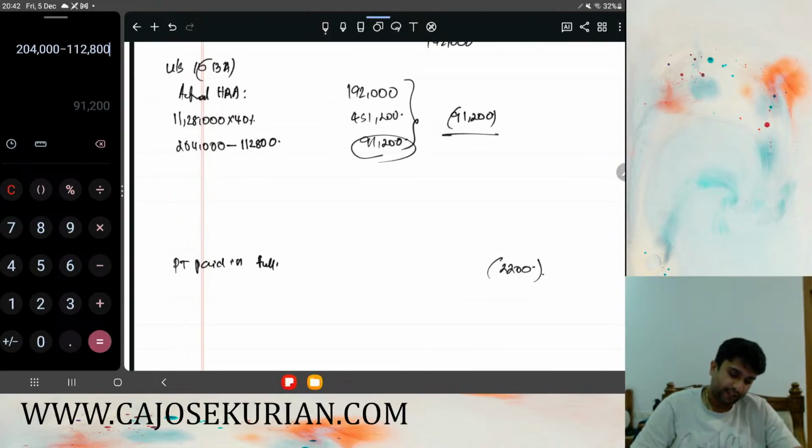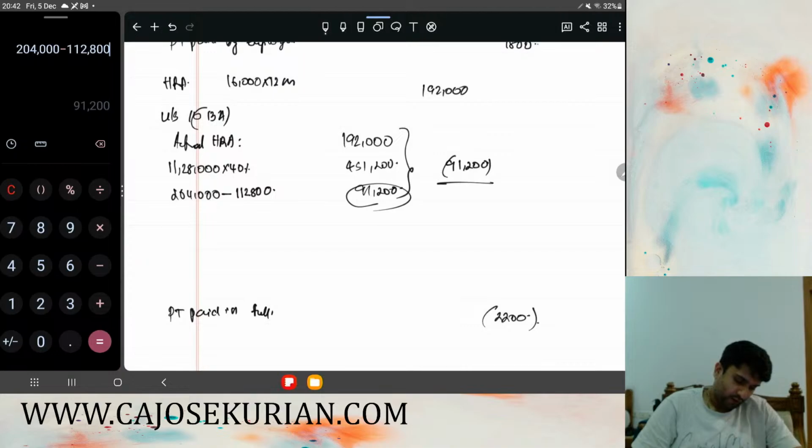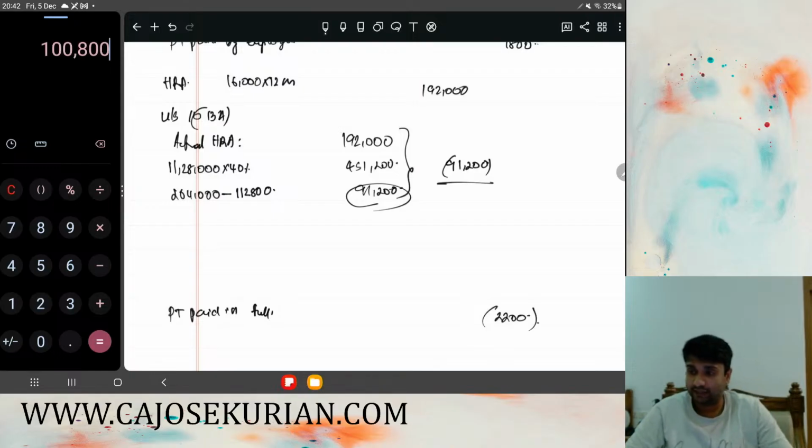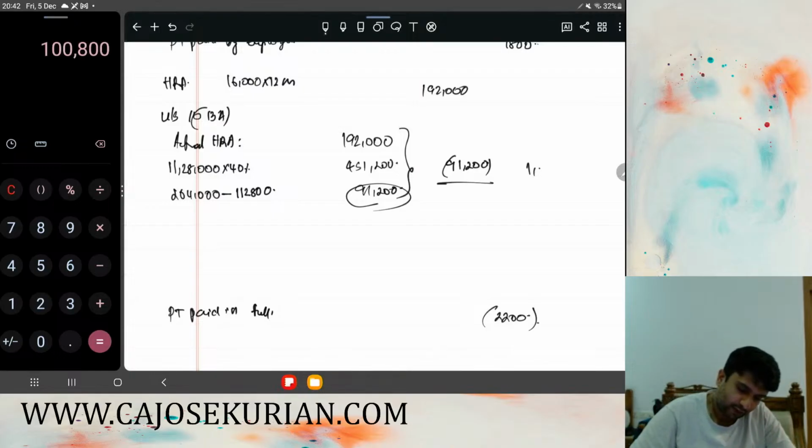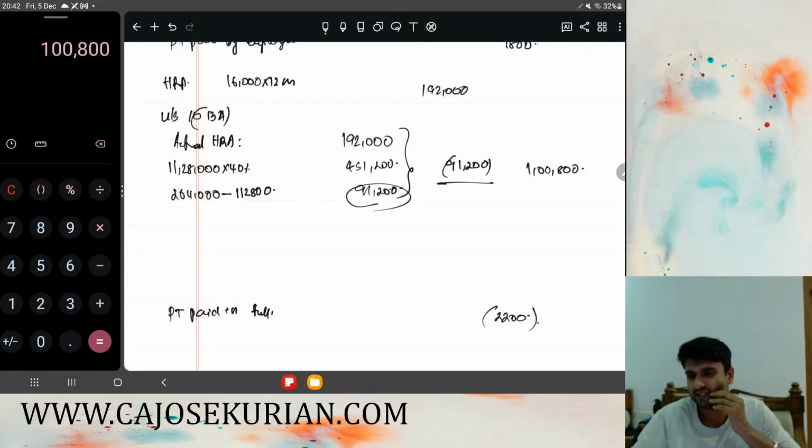How much will be the taxable portion? 192,000 minus 91,200 is 1,08,000. That is the taxable portion. 1,08,000 is the taxable portion. Now, what's next? What's the next component, friends?